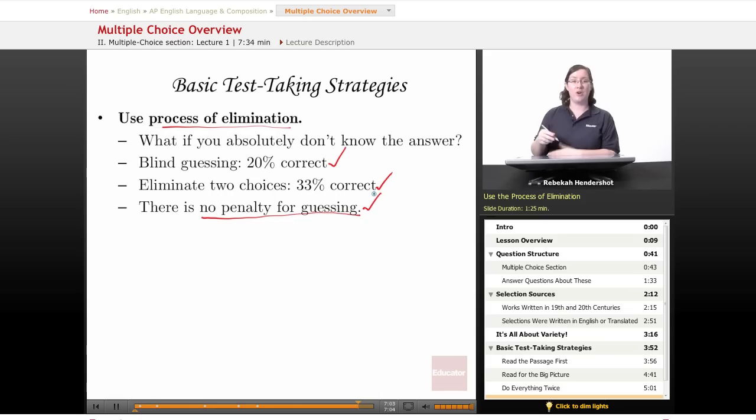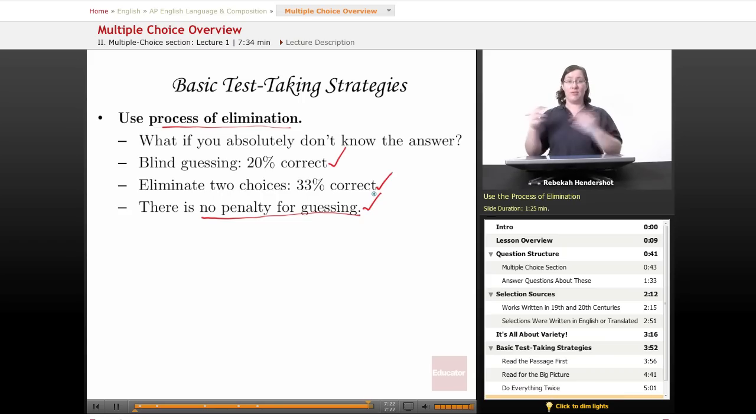Okay, if you get an answer wrong, you get 0 points. It's not like the SAT where they deduct a quarter of a point from your score for a wrong answer, so you're better off just not leaving it blank. Answer every question if you possibly can, even if you have to guess randomly. But if you do have to guess, use process of elimination wherever possible.